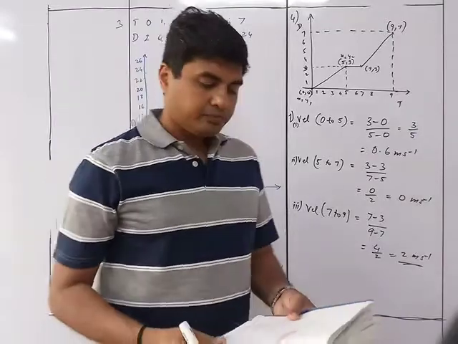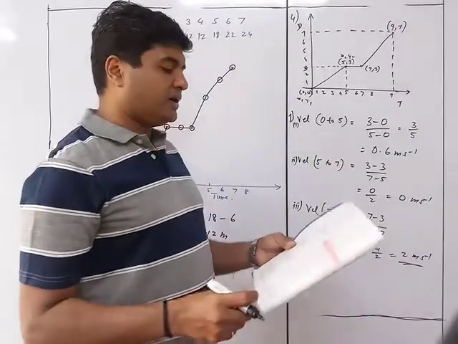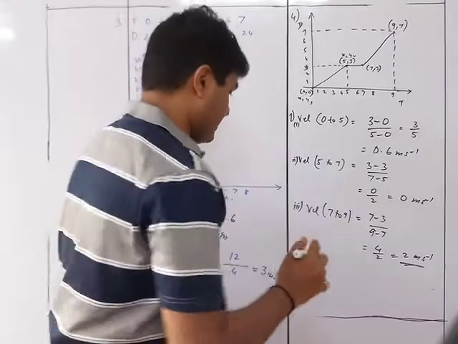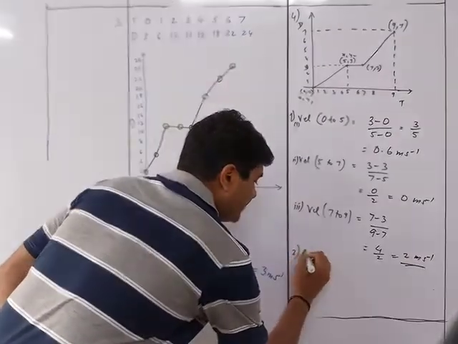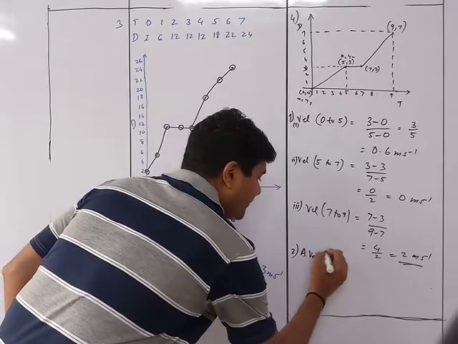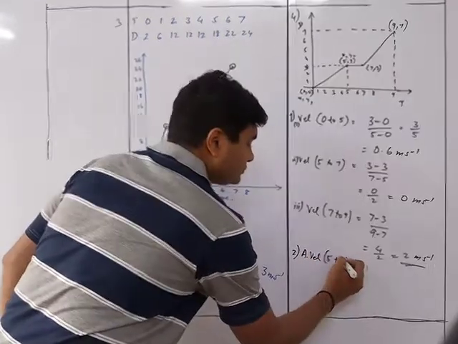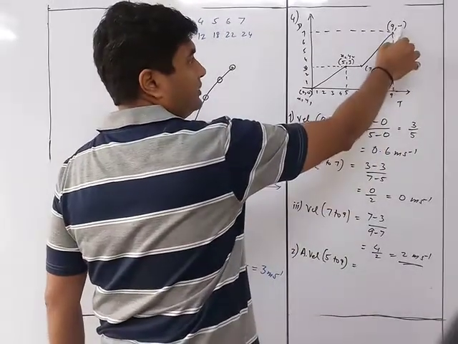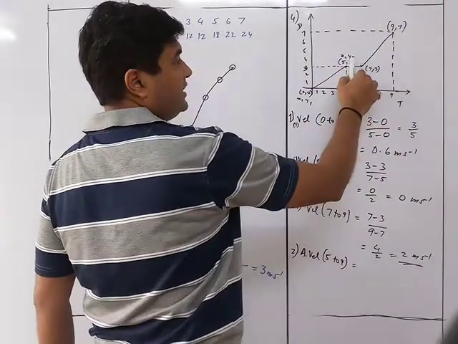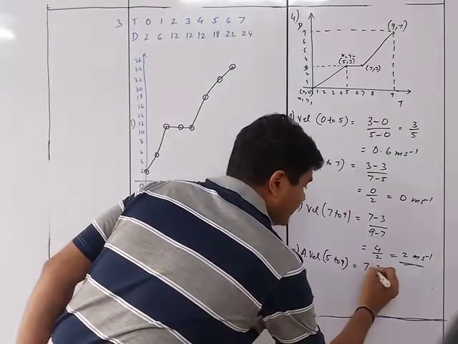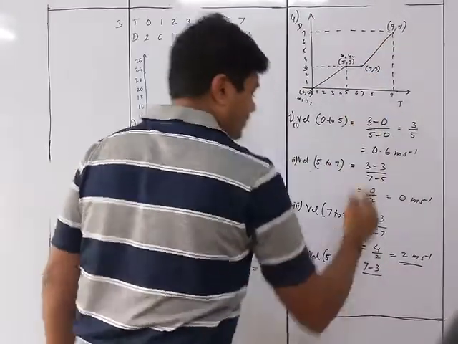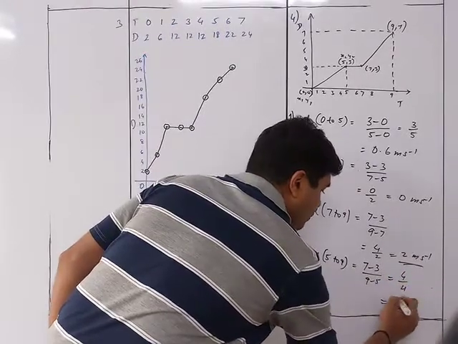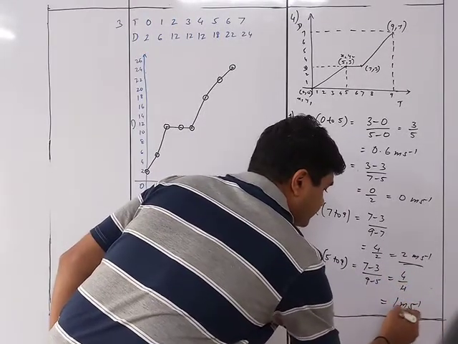Is it clear? Now we are asked the average velocity between 5 and 9. So the second one is average velocity between 5 to 9. What is the total distance traveled? 5 to 9. This was 7. At 5 it is 3. So it is 7 minus 3 upon 9 minus 5. So 9 minus 5 is equal to 4, so 4 upon 4 is equal to 1 meter per second.